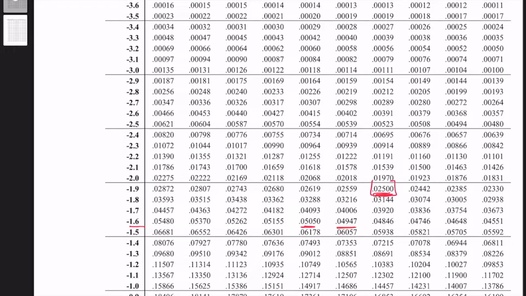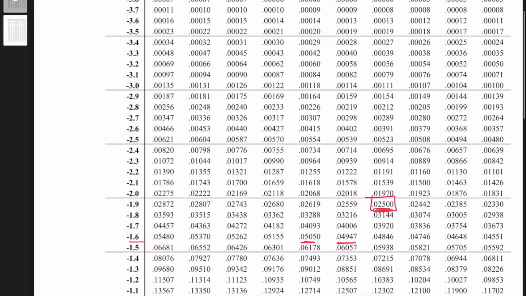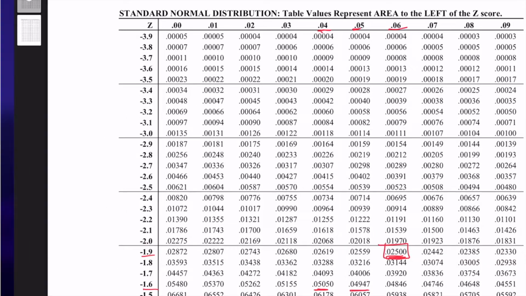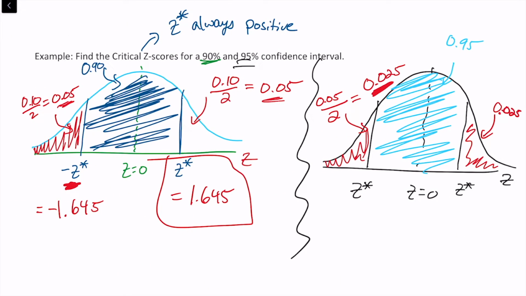So hopefully you guys can see this on video. So what is that z-score? Backing it out, it's a negative 1.96. So the negative z-score, I'm sorry, that should be a negative there, is a negative 1.96, which means our actual critical value that we're going to use is a positive 1.96, right? And that makes sense, right?